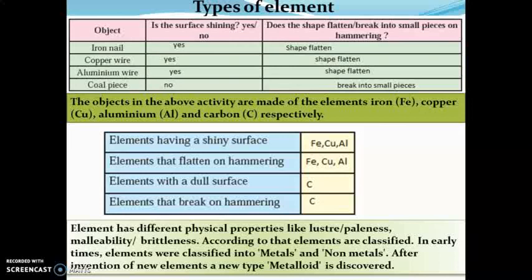In early times, the elements were classified into metals and non-metals. In the next lesson, you will be studying about metals and non-metals, and there you will study the detailed properties of metals and non-metals. You will also study how these two are different from each other. After the discovery of new elements, a new type, that is metalloid, was discovered. Metalloid means an element that shows the properties of metals as well as non-metals.